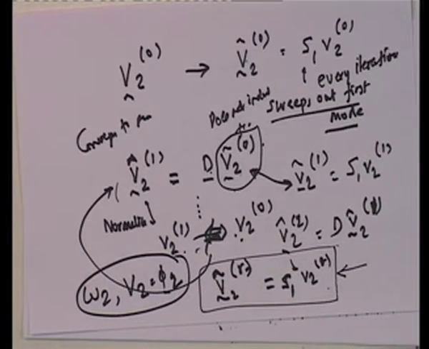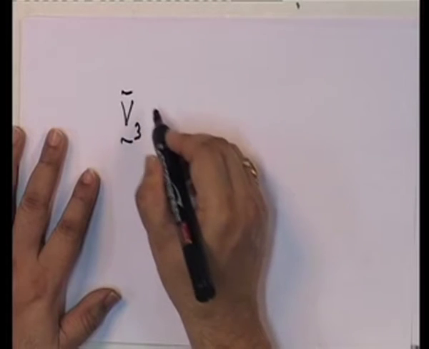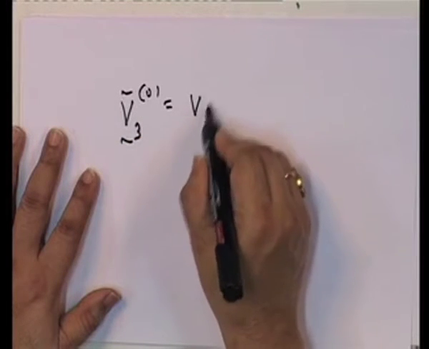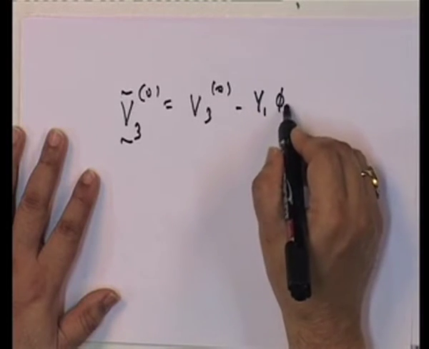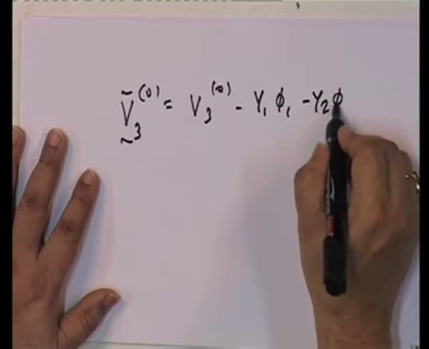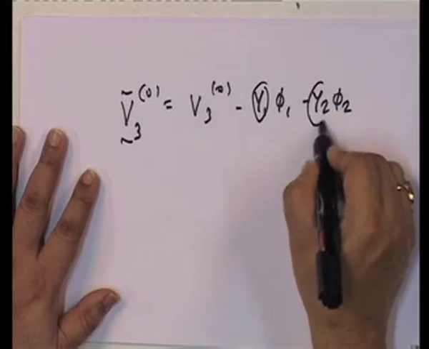This is how you find the second mode. This procedure you can continue using, because you just need to sweep out. Now you understand how to get higher modes? If you want the third mode, it is this minus y1 into phi1 minus y2 into phi2. We have already discovered how to get these.